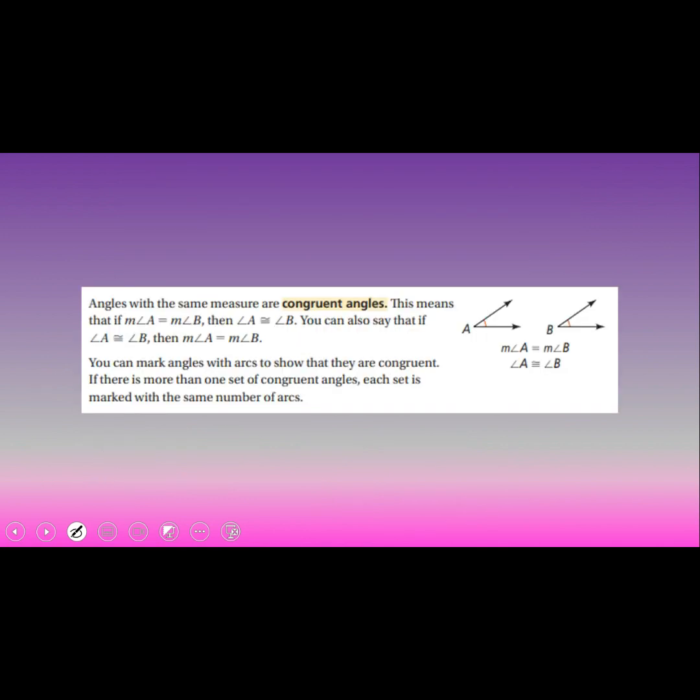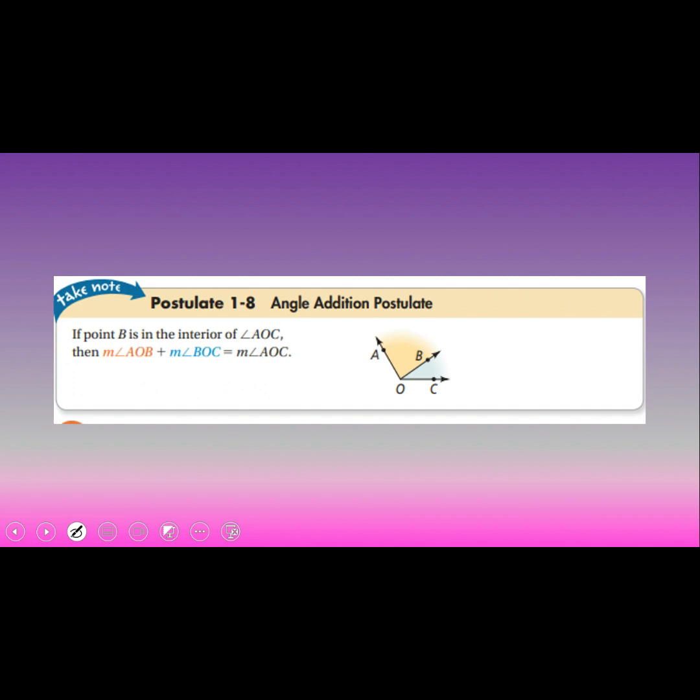All right, congruent measurements means two angles that have the same measurement. And if they're the same measurement, then they are congruent as demonstrated here. So this measurement and this measurement are the same measures. All right, so we have the angle addition postulate. It is stating that this angle and this angle, when you add them together, will equal the entire angle. So let's take a look at that.